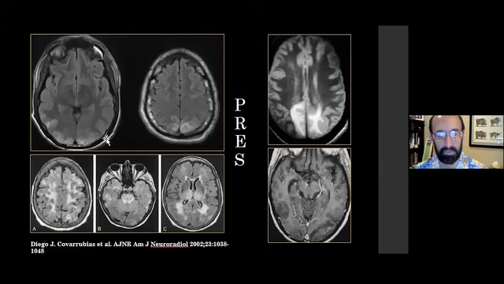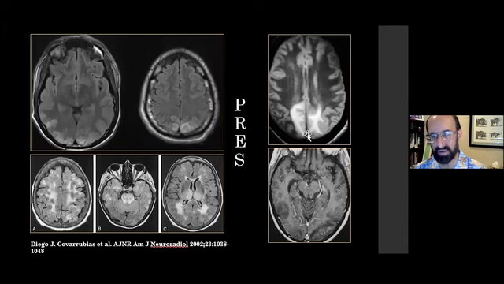Here are a few examples of PRES, posterior reversible encephalopathy syndrome. As you can see, there is abnormal signal intensity in the occipital lobes and parietal lobes. In a separate case, it was quite diffuse bilaterally and also involved the brainstem.